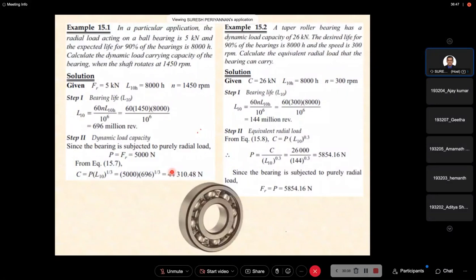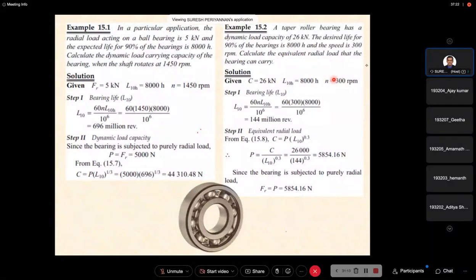Okay, this is the problem. This is also the same problem. Only here we would like to find out how much load is acting. Anyway, the taper roller bearing has a dynamic load carrying capacity. Here the dynamic load carrying capacity C is given, and the desired life, for 90% of the bearings, is 8,000 hours and the speed is 3,300 rpm. Calculate the equivalent radial load. I mean here they have given the C value.